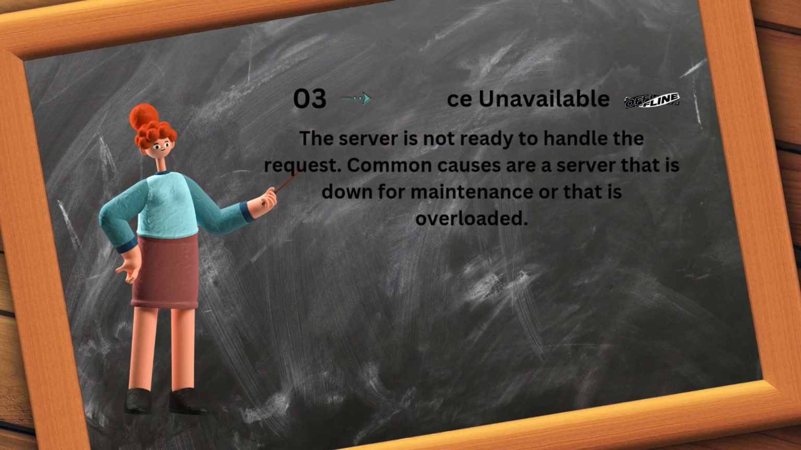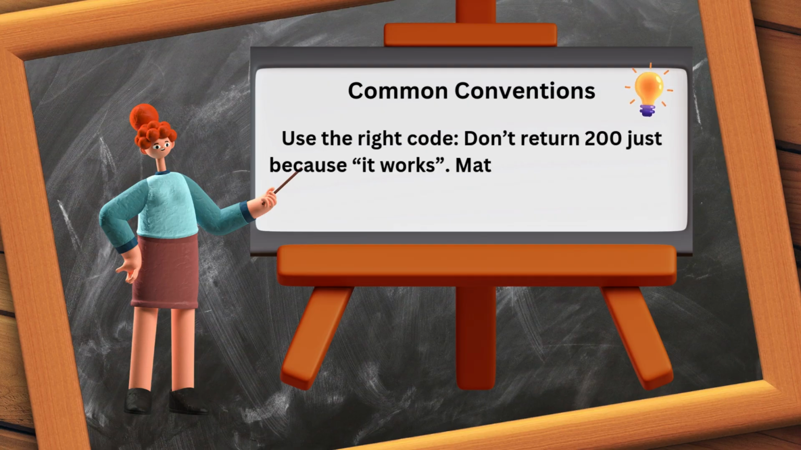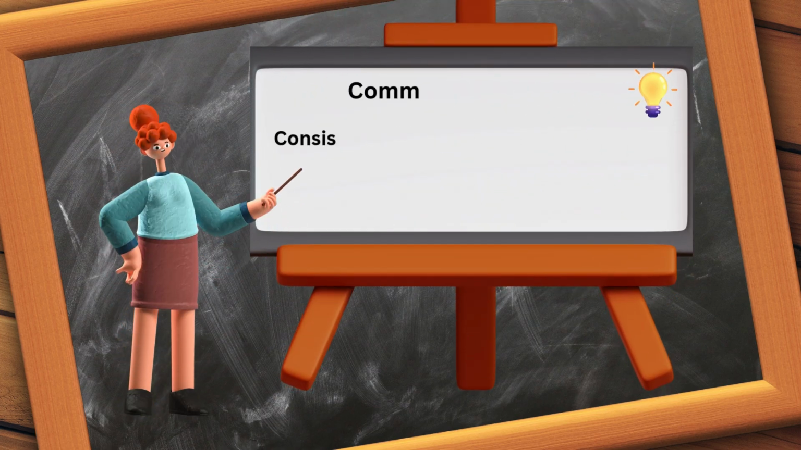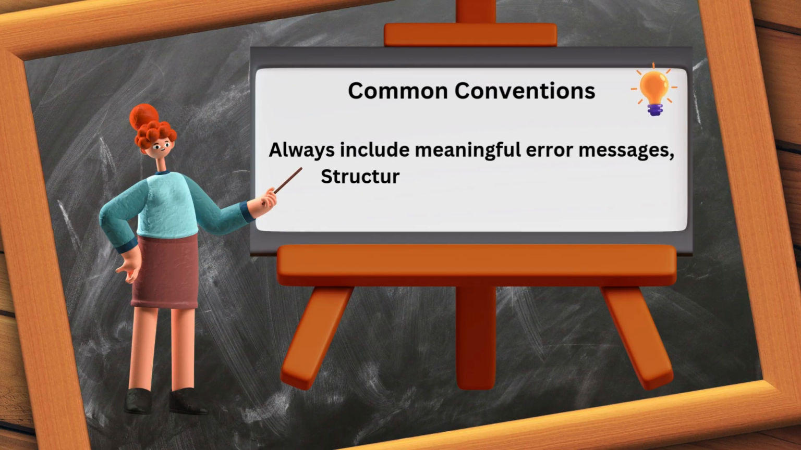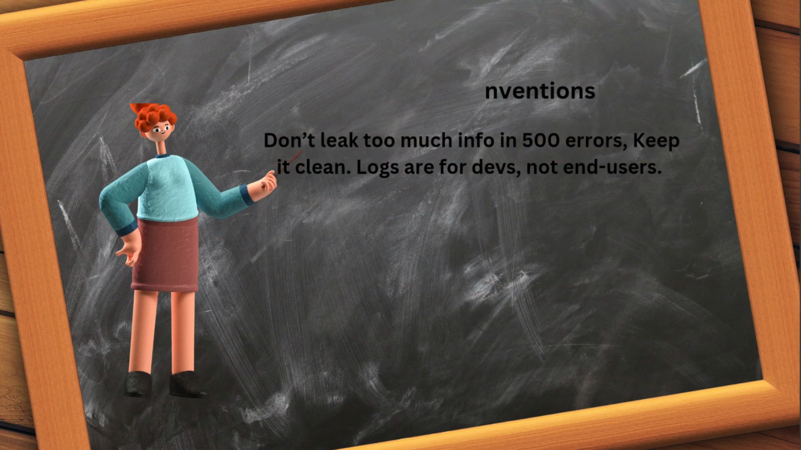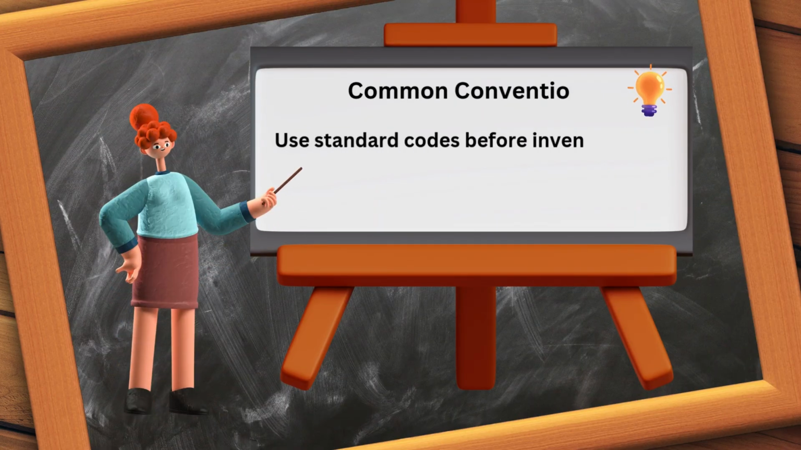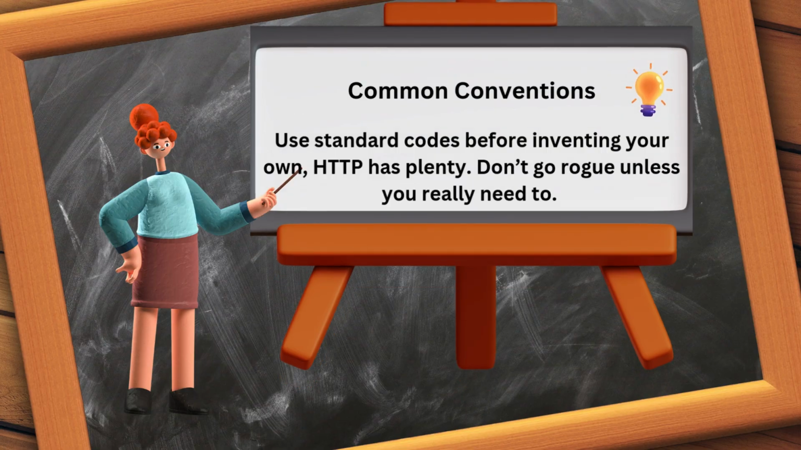Now let's talk conventions. A few golden rules when building REST APIs. Use the right code. Don't return 200 just because it works. Match the status to the action. Consistency matters. Don't return 200 for one type of error and 404 for the same problem elsewhere. Always include meaningful error messages. Structure your error responses. Don't leak too much info in 500 errors. Keep it clean. Logs are for devs, not end users. Use standard codes before inventing your own. HTTP has plenty. Don't go rogue unless you really need to.